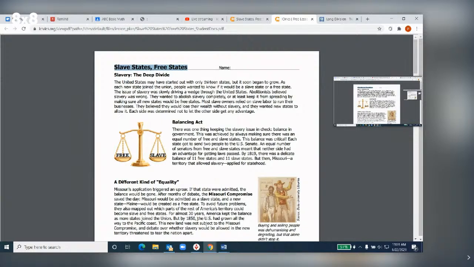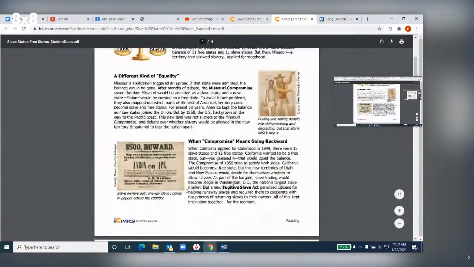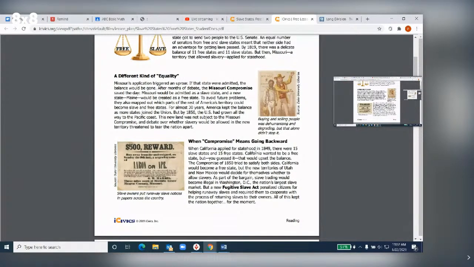But by 1850, the U.S. had grown all the way to the Pacific coast. The new land was not subject to the Missouri Compromise, and debate over whether slavery would be allowed in the new territory threatened to tear the nation apart. So compromise means going backward. When California applied for statehood in 1849, there were 15 slave states and 15 free states. So we're up to 30 by 1849.